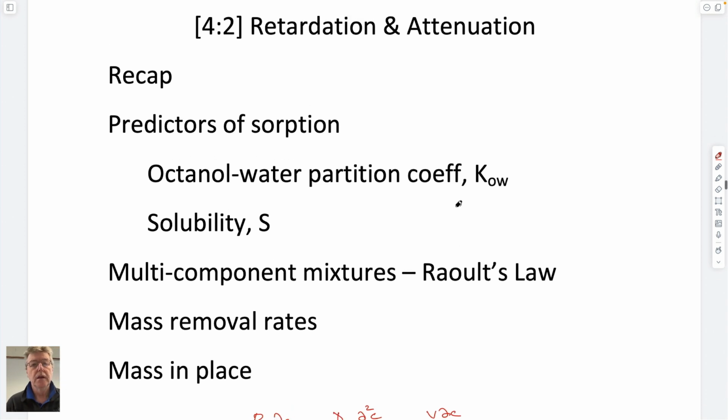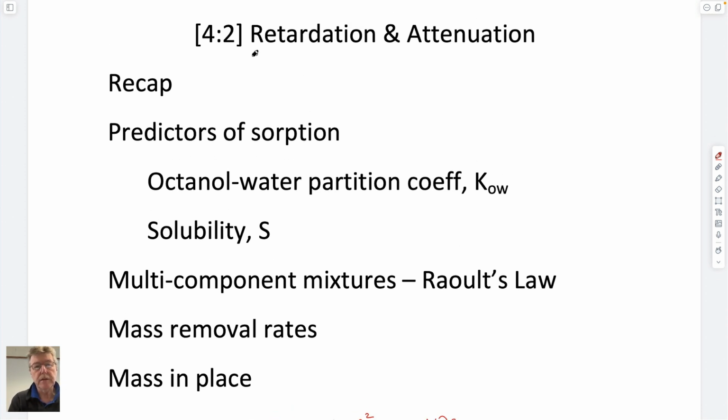So you remember we talked about these terms here, which are defined in terms of a retardation coefficient. The retardation coefficient is equal to 1 plus the bulk density of the aquifer divided by the volumetric moisture content, times the distribution coefficient, which we called Kd.